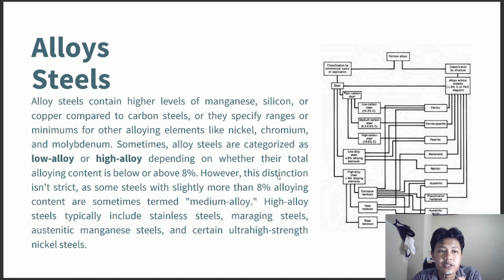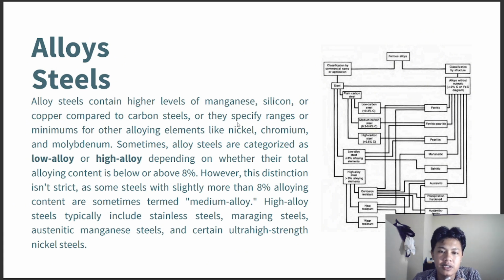Next is alloy steels. Alloy steels contain higher levels of manganese, silicon, or copper compared to carbon steels, or they specify a range or minimum for other alloying elements like nickel, chromium, and molybdenum. Sometimes alloy steels are categorized as low alloy or high alloy depending on whether their total alloying content is below or above 8%. However, this distinction isn't strict, as some steels with slightly more than 8% alloying content are sometimes termed medium alloy. High alloy steels typically include stainless steels, maraging steels, austenitic manganese steel, and certain ultra-high strength nickel steels.